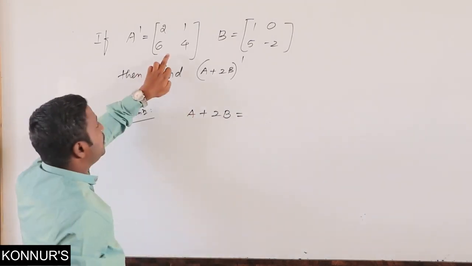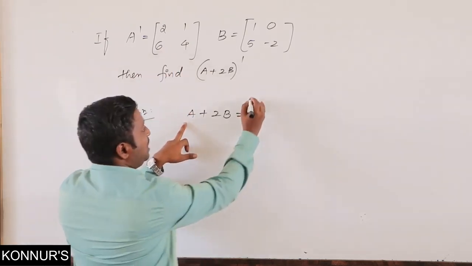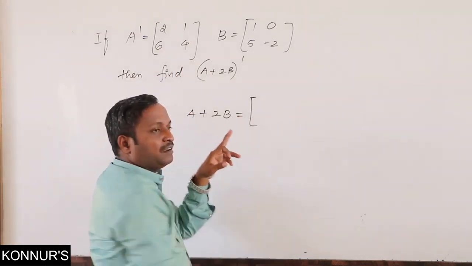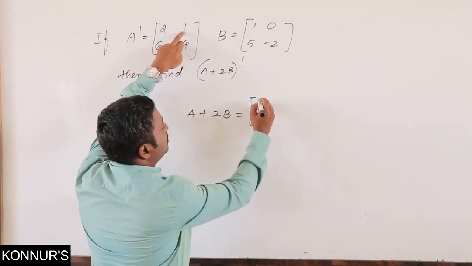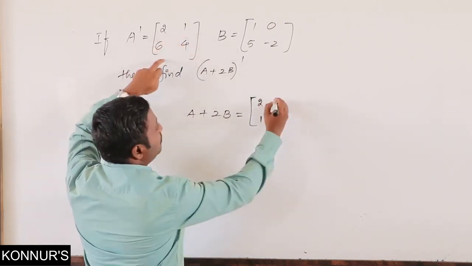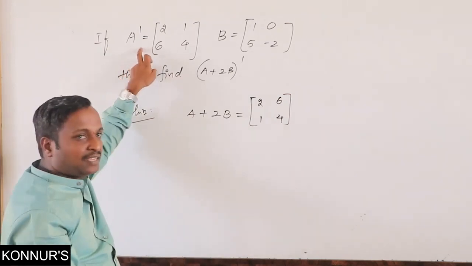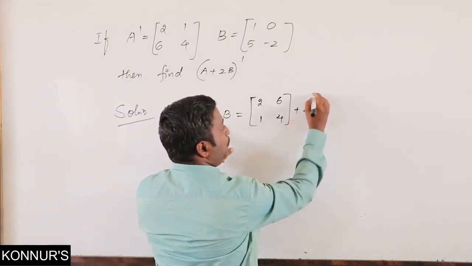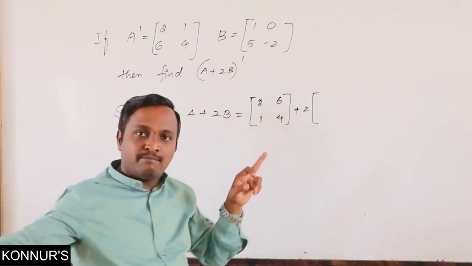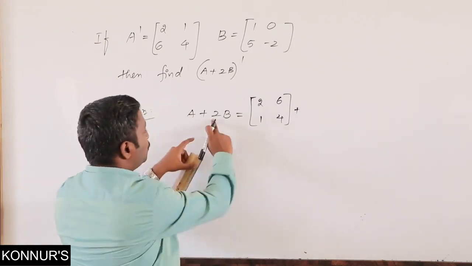But look at the given data, it is A dash. I have to first write A. So what is A? A dash, making a transpose again: 2 1 I will write here, 6 4. Why? Because this is A dash. I have to write A plus 2B. You can write 2B directly, no problem.